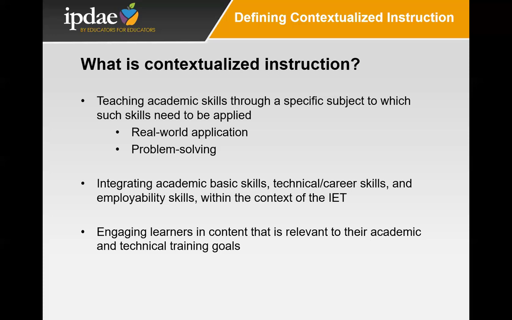So what exactly is contextualized instruction in an IET program? At its core, it's an instructional strategy that integrates academic basic skills like math and reading with the technical and career-specific skills of the IET topic. Whether it's nursing assistant, manufacturing, or any other field, problem solving and real-world applications are central to the approach. In IET, we integrate academic, technical, and employability skills. So we don't just teach them in isolation or separately. Instead, we teach them together within the context of the IET focus. This makes learning more cohesive and relevant. Again, later, we're going to explore some of these examples to see how it works in action. And then finally, contextualized instruction helps engage learners by making the content directly relevant to their academic and career goals, keeping them motivated and focused on their future.